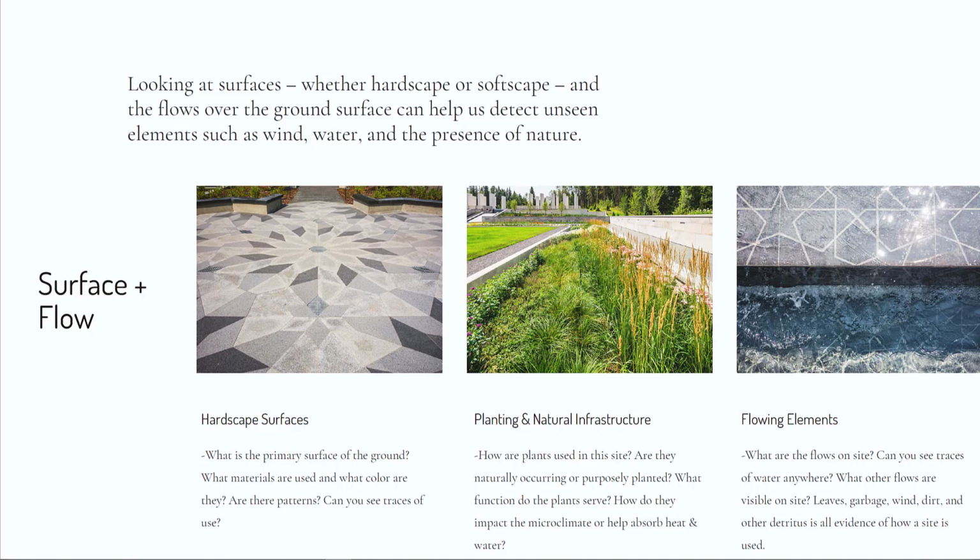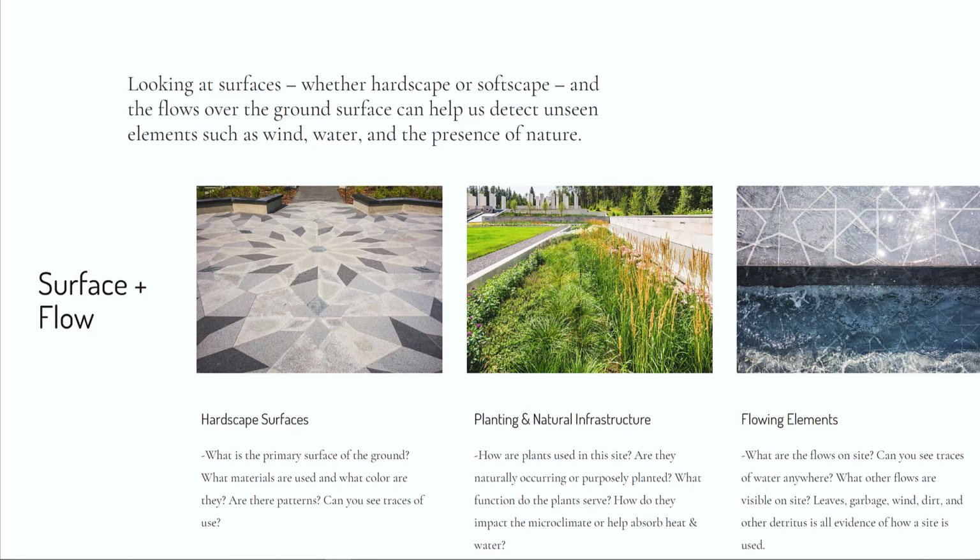So in the first image, we have a hardscape pattern, which is quite complex and detailed. But within this pattern, there are 3 drains, and you can see that there's some wet areas on the stones around these drains. We can kind of make a guess about how water is flowing through this hardscape surface. That could be something you do a little sketch of when you're walking around the site. So think about, what is the primary surface of the ground? What materials are used, and what color are they? What are they made out of? Are there patterns? And can you see traces of use?